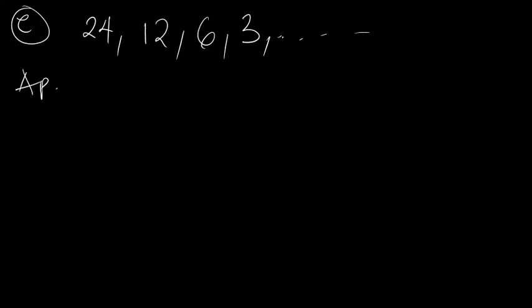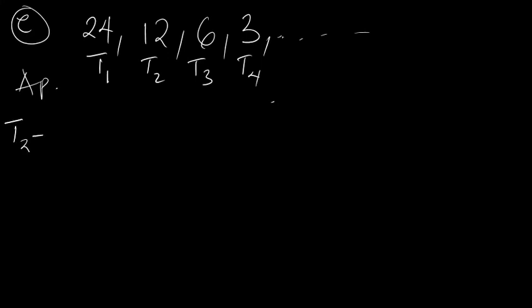Now the E, we have 24, 12, 6, and what? 3. So this is the sequence. Now let's see if it is an arithmetic progression. Now here you have the first term, the second term, the third term, and the fourth term. Now let's see if it has a common difference.